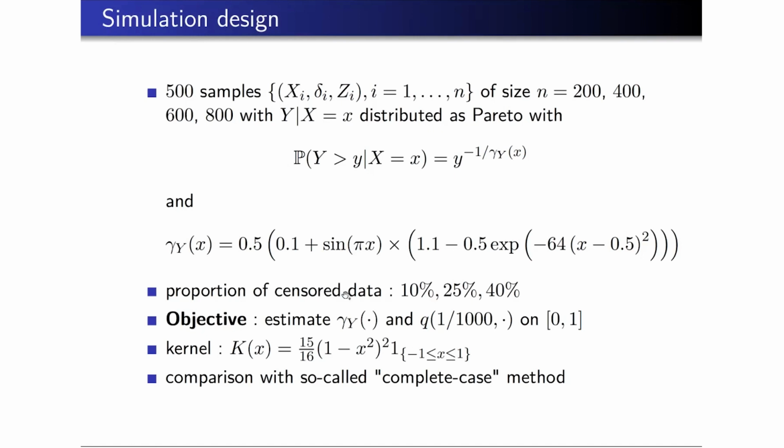But we have to know the proportion of censored data. We try to work with 10%, 25%, and 40%. The objective is to estimate gamma(y) and q, okay? And since the method is a non-parametric method using a kernel function, we use this kernel. But if you change the kernel, the result is not affected, okay? And we have a comparison with what we call the complete case, the case where we simply ignore the censoring.